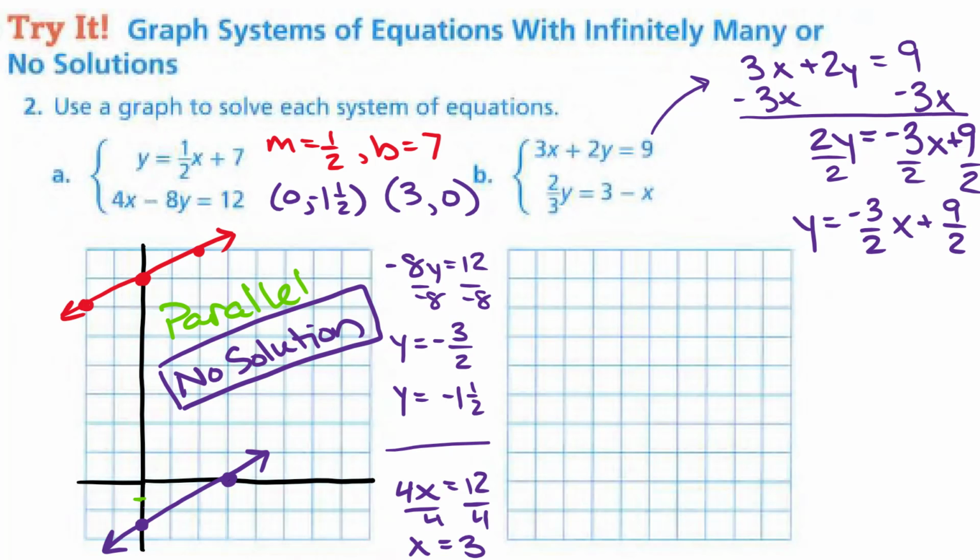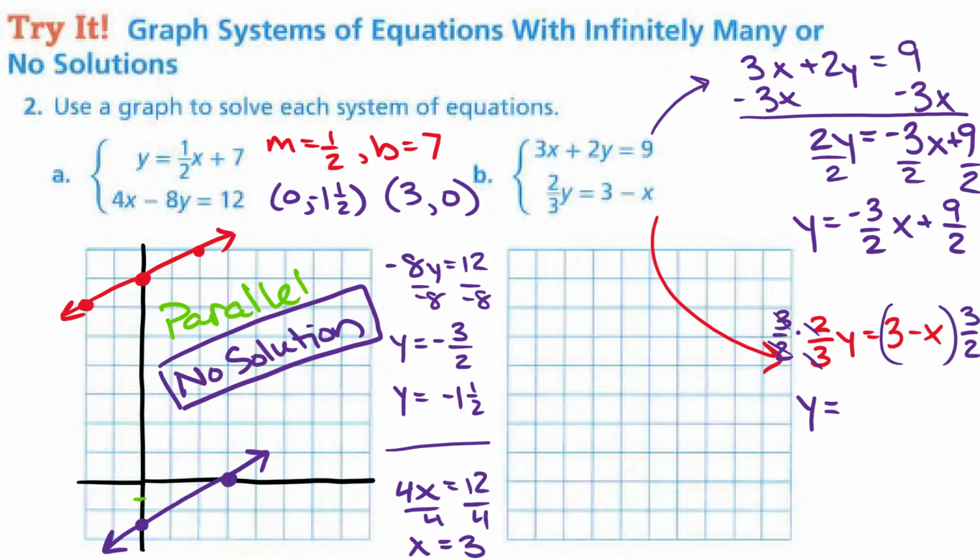And this first equation works out to be y equals negative 3 over 2x plus 9 over 2. That sure looks like fun to graph. And then the second equation, I've got 2 over 3y is equal to 3 minus x. I want to get rid of this fraction action, so I'm going to multiply everybody by 3 over 2. And so on the left side, my 3's and 2's will cancel. Hooray! I just get y.